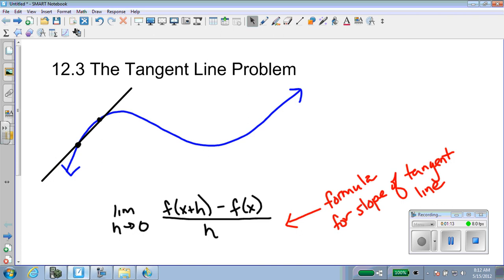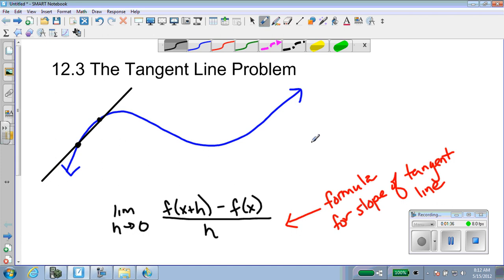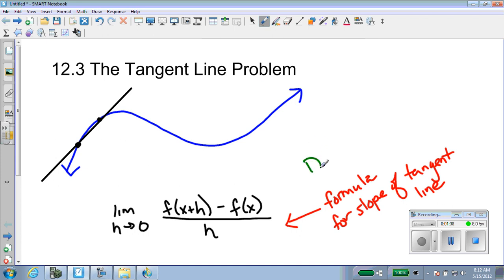So the tangent line problem. We're actually going to do the difference quotient, then take the limit as h goes to 0. We're actually going to make the distance between these 2 points nothing. And then what we will get is a formula for the slope of the tangent line. And the slope of the tangent line in calculus is called the derivative. It allows you to derive the slope of a line tangent to a graph at any point.